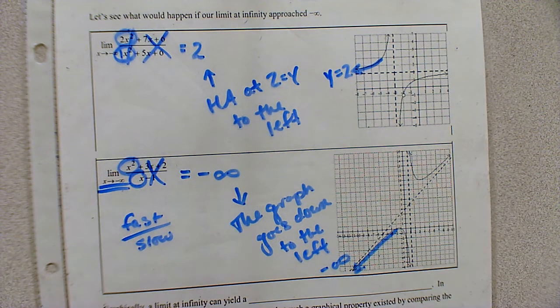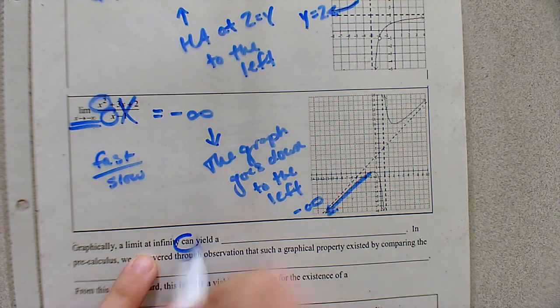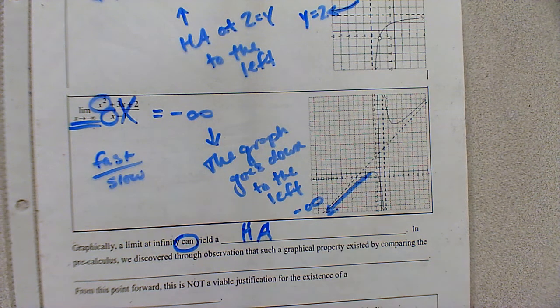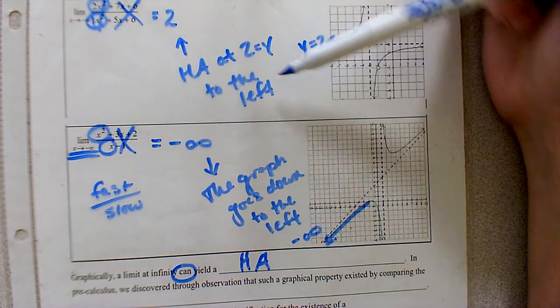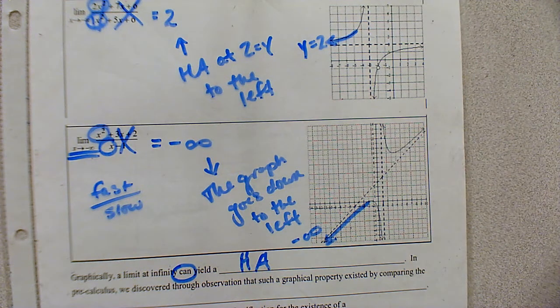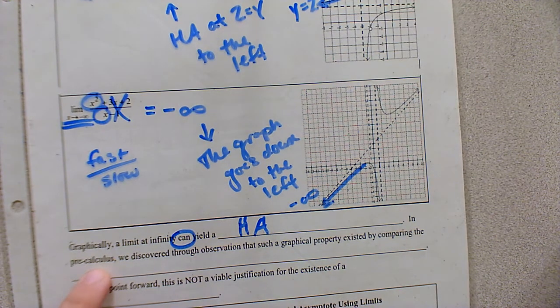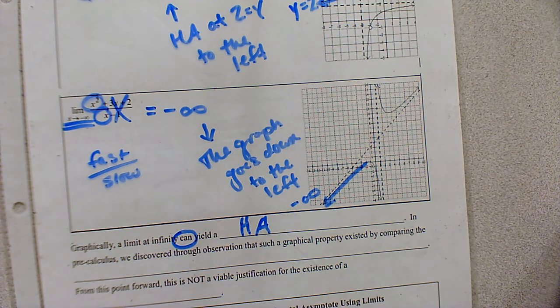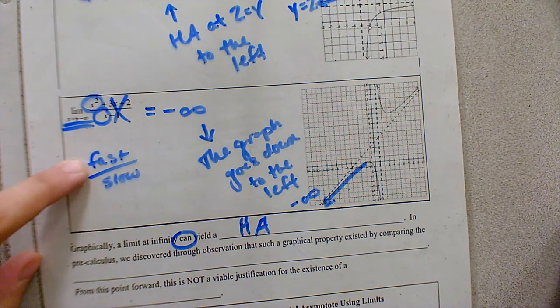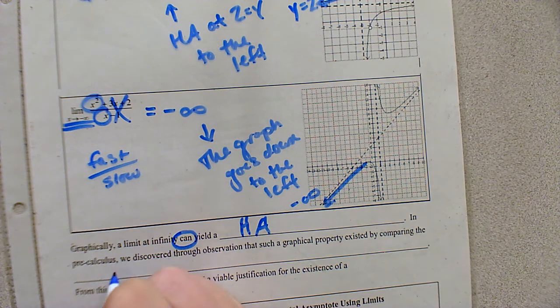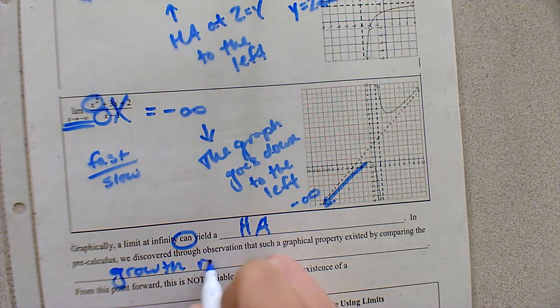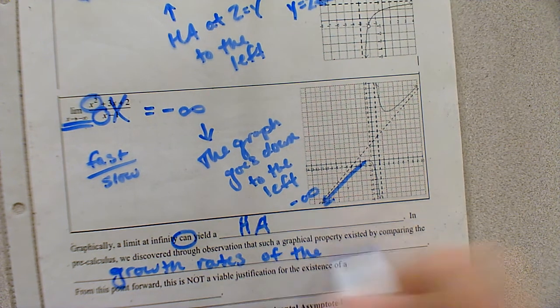So these three rules, I don't think they're too bad. We just have to keep them straight, whether we have a top degree that's bigger, a bottom degree that's bigger, or whether the degrees are the same. We just have to make that distinction between the three of them. Graphically, a limit at infinity can yield a horizontal asymptote. Not always, because notice how the first one up here did have one, whereas the second one did not. So it can give the location of a horizontal asymptote. And in pre-calculus, just like we discussed today, we can analyze those growth rates, meaning is the top growing faster or is the bottom growing faster. So we can compare the growth rates of the top versus bottom.